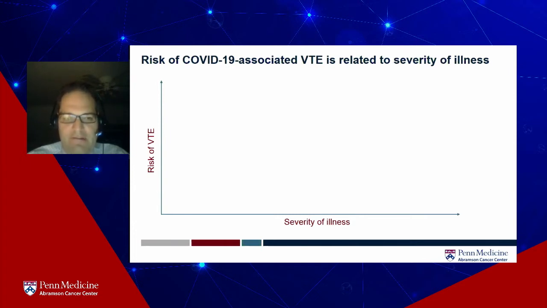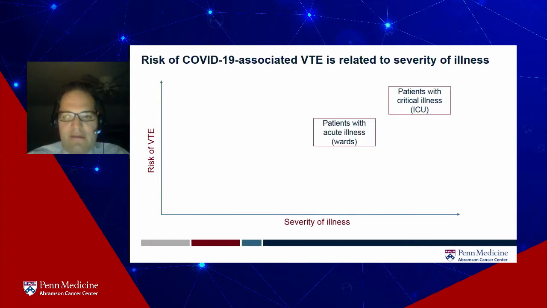The population of patients at the very highest risk are patients who have critical illness in COVID-19, the ones we typically find in the intensive care unit. Second on the list are patients who are sick enough to be admitted to the hospital wards, what we call patients with acute illness. We know that when patients are discharged from the hospital, non-COVID-19 patients, they go home with an increased risk of thrombosis for the next 30 to 42 days. And so a third subgroup to watch is patients with COVID-19 who are being discharged from the hospital.